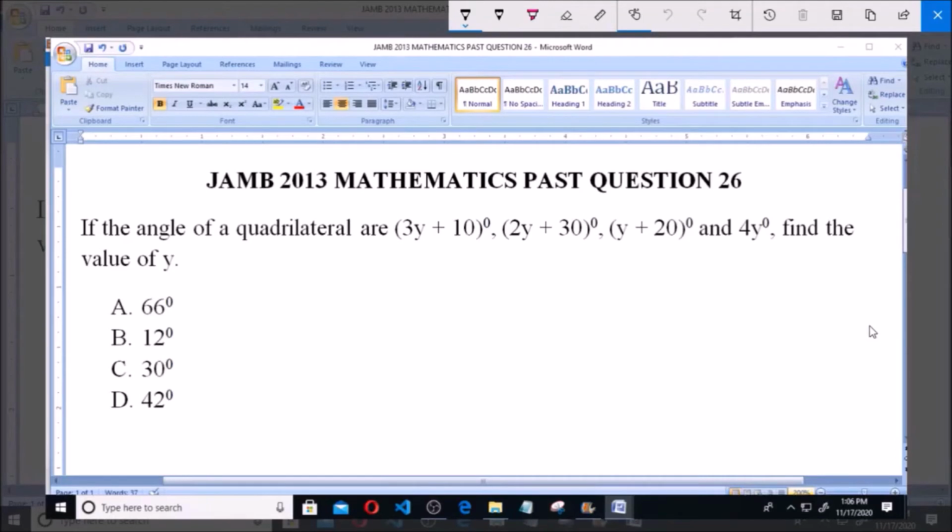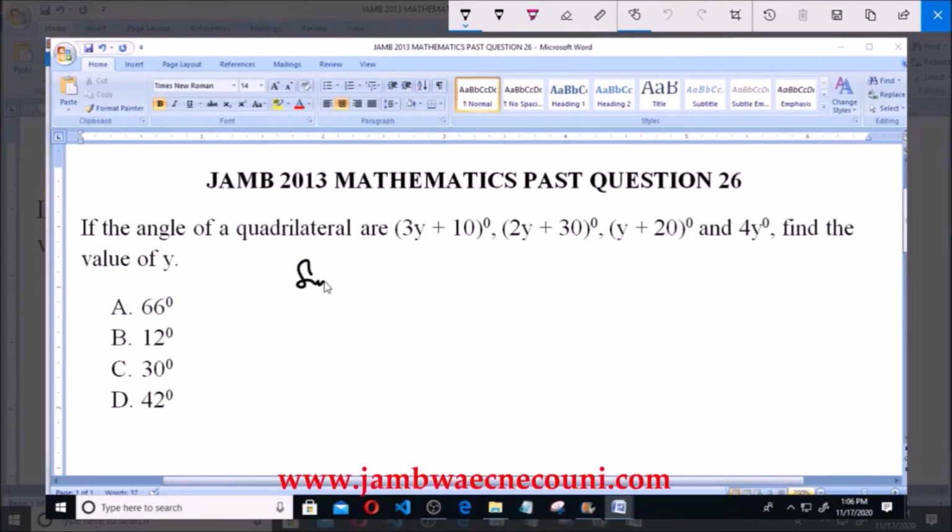I'll be answering JAMB 2013 Mathematics Past Question 26. If the angles of a quadrilateral are 3y plus 10 degrees, 2y plus 30 degrees, y plus 20 degrees and 4y degrees, find the value of y. You see, if the angles of a quadrilateral are what is given above.